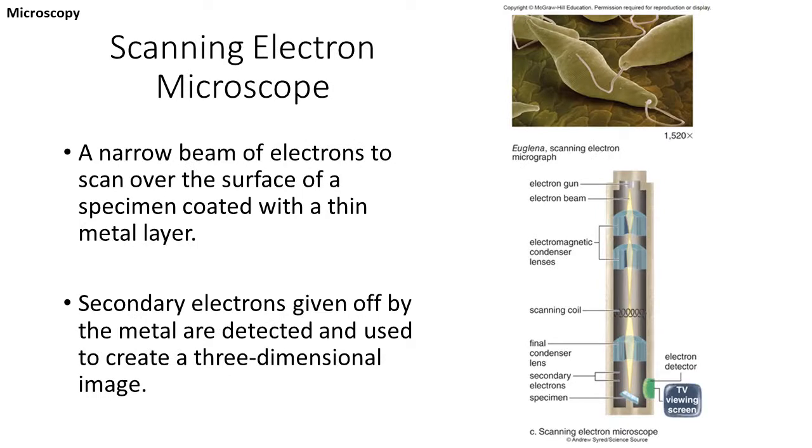A scanning electron microscope aims a focused beam of electrons onto a specimen that's been coated with a thin metal layer. That beam of electrons excites some secondary electrons in the metal that are emitted from the metal, and their emission pattern is used to create a three-dimensional image of the specimen.